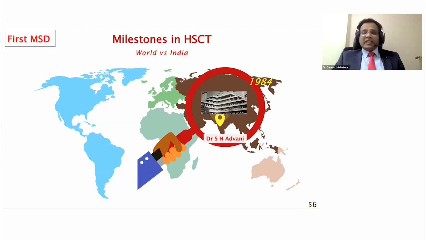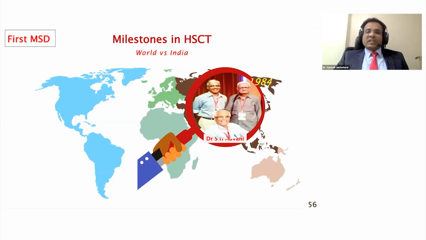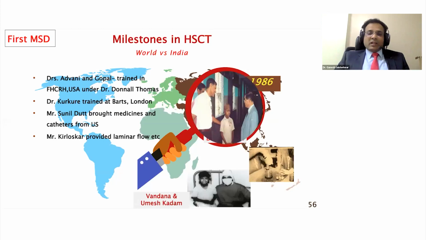So during the 1980s, Dr. Advani and Dr. Gopal Ramakrishnan were sent by the government of India for training under Dr. Donald Thomas at Seattle. And after returning from Seattle, Dr. Advani and his team, including Dr. Purna Kurukure, Dr. Tapan Saikia, and Dr. Gopal Radhakrishnan, did their first transplant for a girl, Vandana Kadam, a 9-year-old girl with AML, and the first transplant was done from her younger brother, 7.5 years old, Umesh Kadam. And post this first allogeneic stem cell transplant, Vandana Kadam survived for more than 22 years.